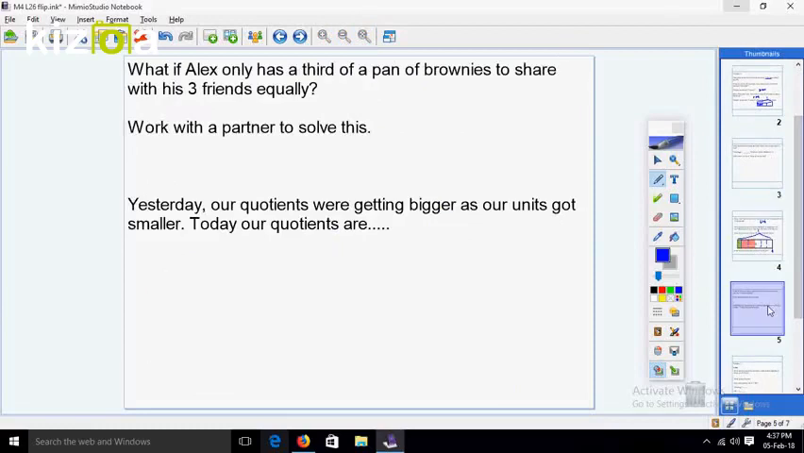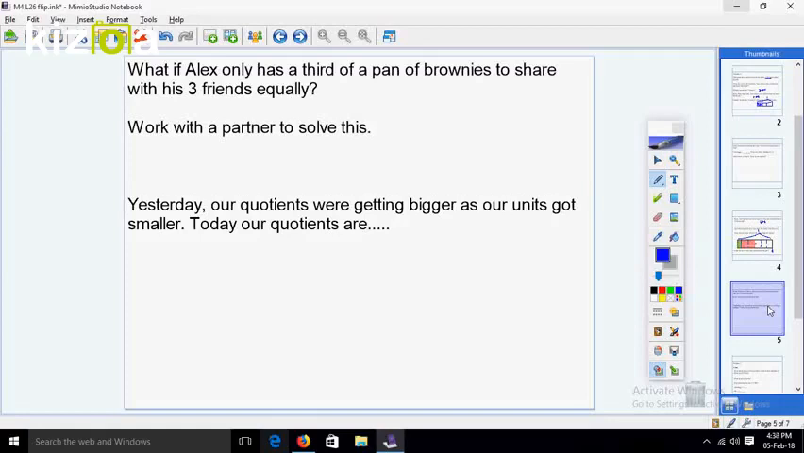So let's go to our next problem. So you're going to go ahead and actually solve this. What if Alex only has 1/3 of a pan to share with his 3 friends? All right, so you can pause here, solve it, and put it on the quiz later, okay?